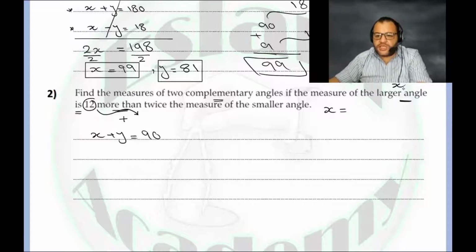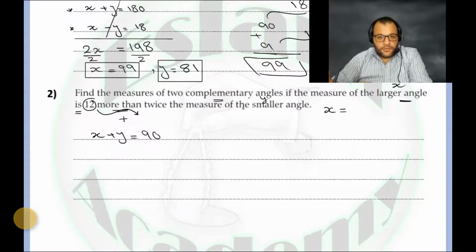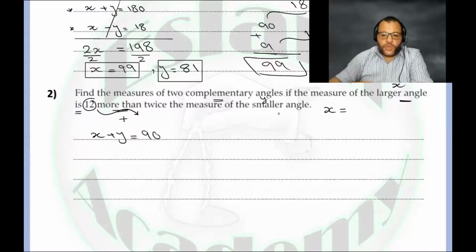Because we say that the larger one is x, the smaller one will be y. By the way, if you swap, you will find the same answer. For me, I choose the greatest one as x and the smaller as y. Twice the smaller. What is the meaning of twice the smaller? 2y. So now x will be equal to 2y plus 12.